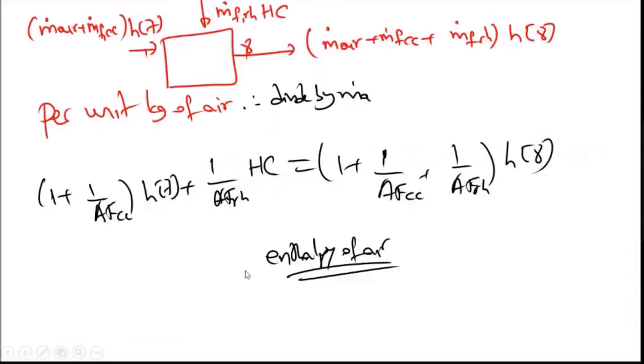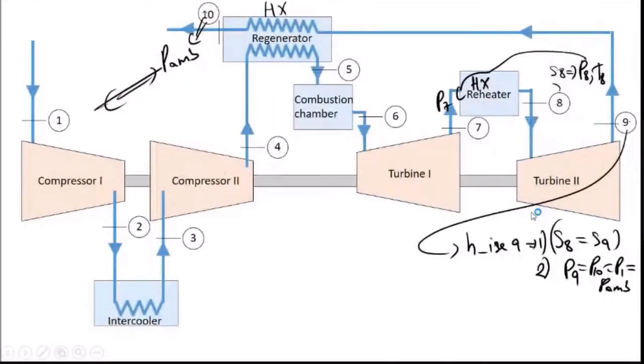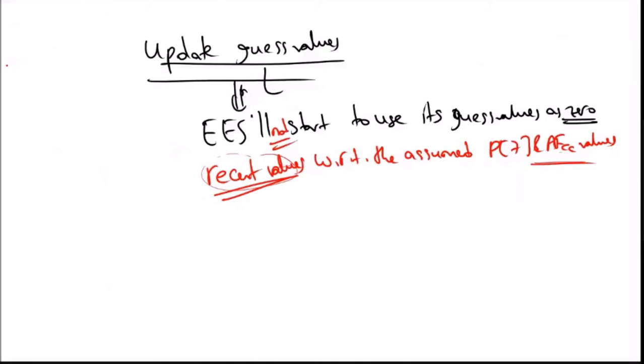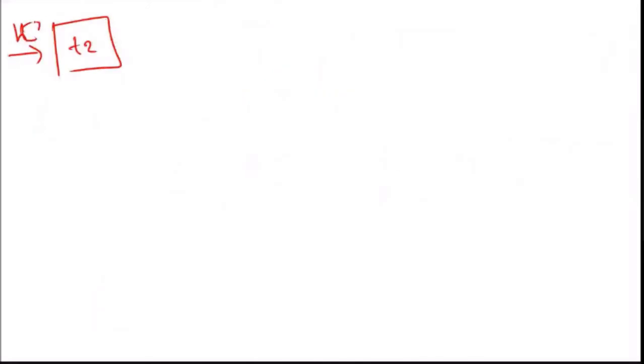Go back to our chart. Power of the turbine 2 is given. So how can I find the power of any turbine? It's very simple. This is the first analysis. So this is turbine 2, and it will have the enthalpy at 8 with its mass flow rate and enthalpy at 9. So what we have here is that in is the same as out.